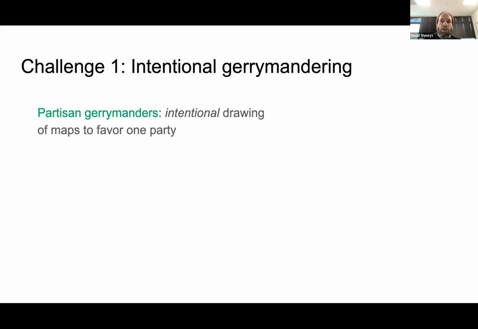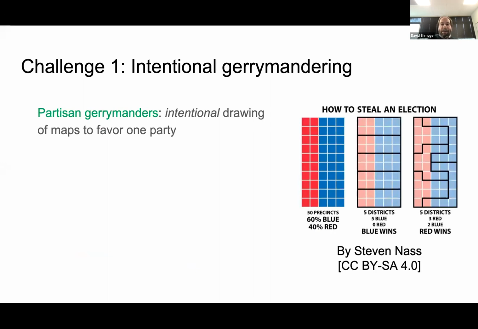And I want to raise two distinct challenges. The first, which I think is much more present in people's minds, is what I'll call intentional gerrymandering, where the intention is partisan driven: a map is being drawn to specifically favor one party by the party in power in charge of drawing the map. Here I'll give a stylized example of a state with 50 precincts. It's 60% blue and 40% red. Let's say there are 5 congressional districts, so the 50 precincts are divided into 10 precincts per district. And imagine that each precinct is either all blue or all red.